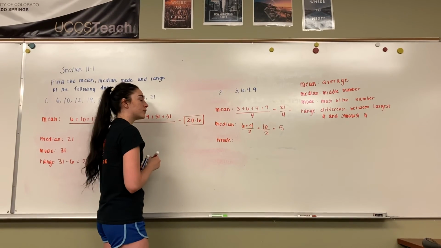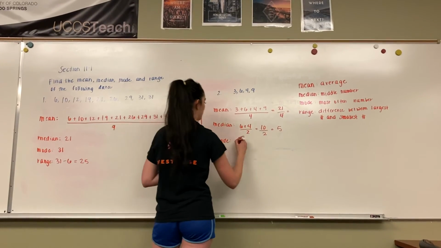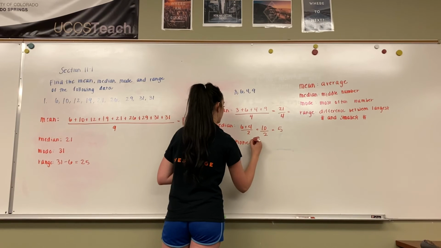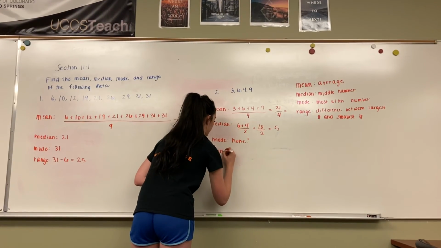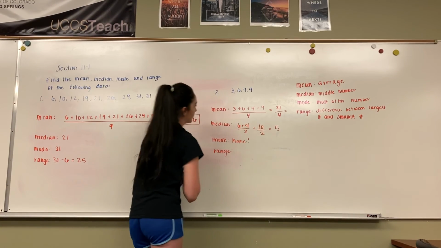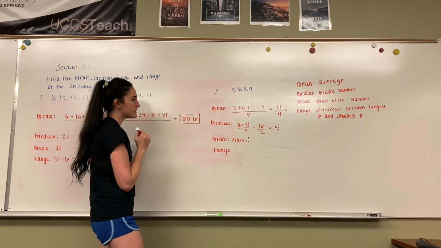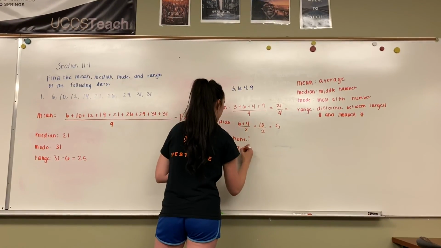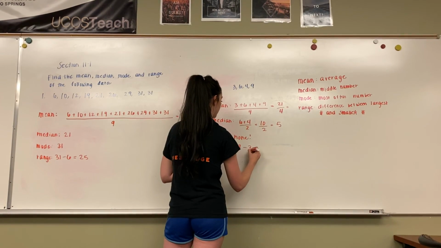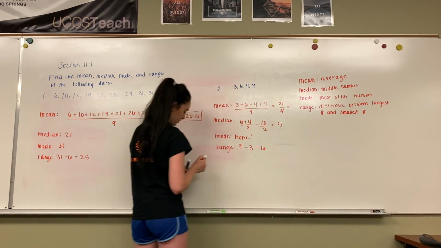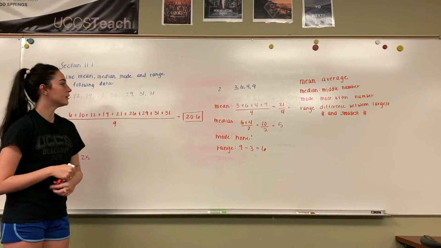Mode is the number that occurs most often. There's not a number that occurs most often, so there's no mode. And then our range is the difference between the largest number and the smallest number. So what's our largest number? It's 9. And what's our smallest number? It's 3. So 9 minus 3 is 6. So our range here is 6. And that's it.